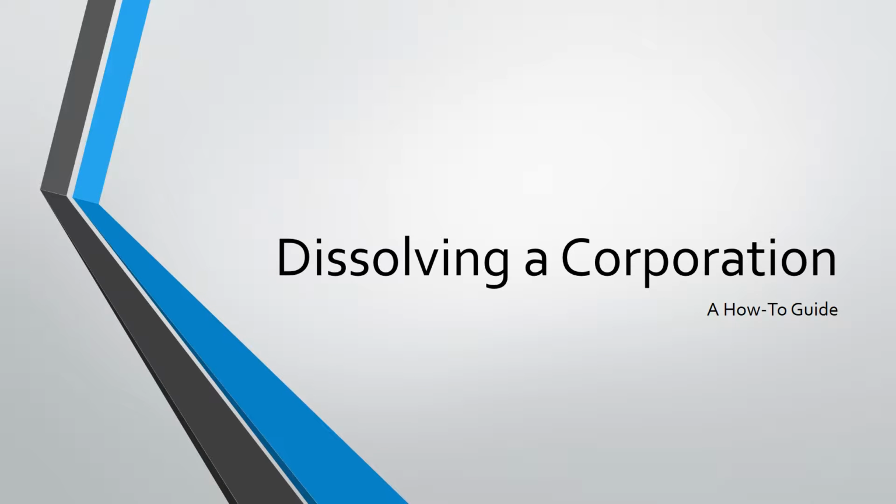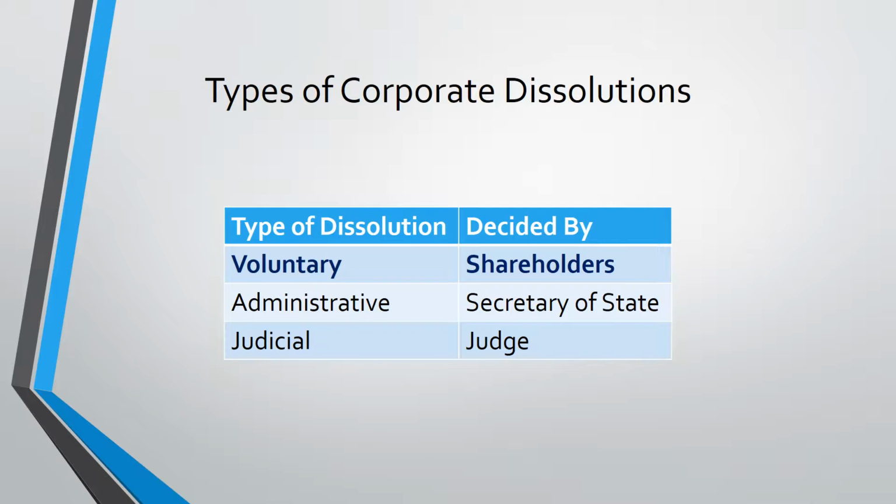Hi, I'm Jeff Lovell, a staff accountant with AA Accounting, and today we're going to talk about how to dissolve a corporation. There are three main types of corporate dissolutions: voluntary, administrative, and judicial. This video is going to focus on voluntary dissolutions by the shareholders.